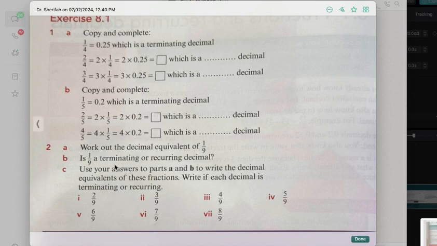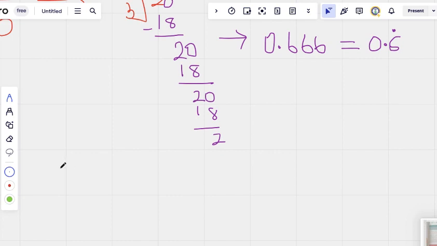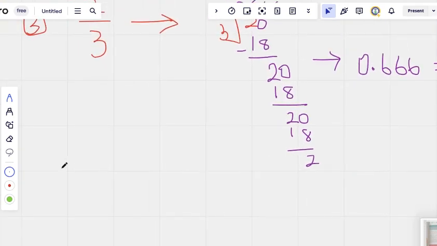So first of all, let's take one example. 1/9. Is it a terminating or recurring decimal? First of all, work out the decimal equivalent. You divide it first, and then you know which kind of decimal it is. Now, let's take a look at this, question number 4. Let's say we have 1/9.